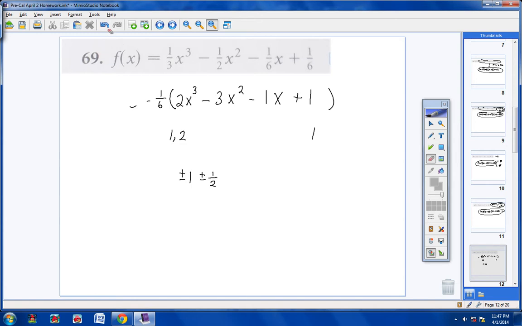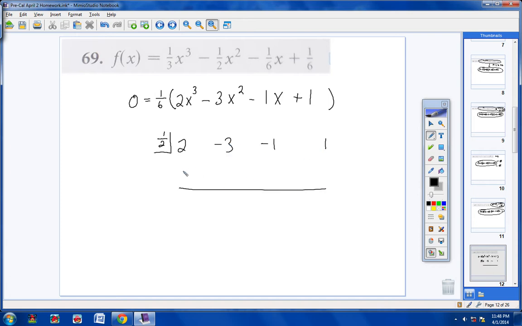But in this case, to save time, I'm going to go ahead and tell you now. You can check each one, check +1, check -1, check +1/2, check -1/2, and see which of those are zeros. You're going to see it is +1/2, and I'm going to show that to you right now. I'm going to put a +1/2 here, and then put my coefficients, a 2 here, a -3 here, a -1 here, and a 1.